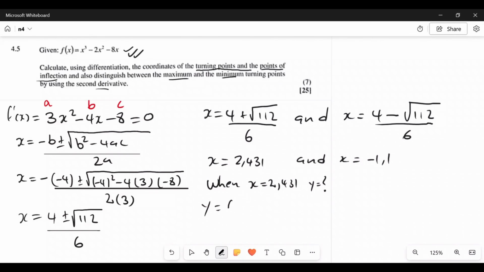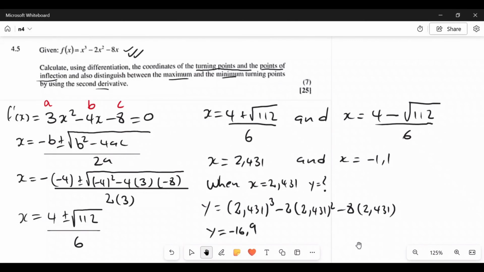So let's do it. We have x cubed. Instead of writing x cubed, we're going to write 2.431 cubed minus 2x squared. Instead of writing x squared, we're going to write 2.431 squared minus 8x. Instead of writing x, we're going to write 2.431. Put this on a calculator, then we find our y value. So what is our y value? It's going to be negative 16.9. Right, so we already found the value of y when x is equal to 2.431.